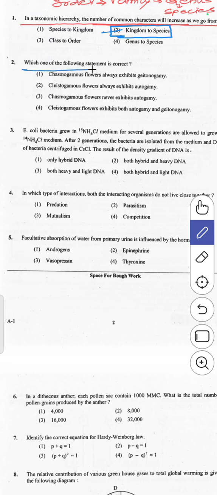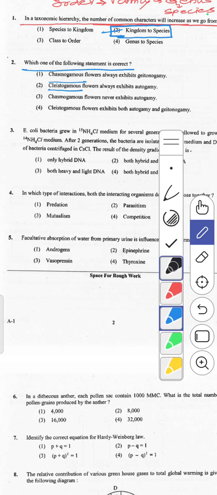Which one of the following statements is correct? So they have given 4 different options. All you need to do is choose the correct statement. So here they have given regarding the pollination. So that is from the chapter sexual reproduction in flowering plants from second PUC, where we have come across 2 different flowers. One is chasmogamous, another one is cleistogamous.